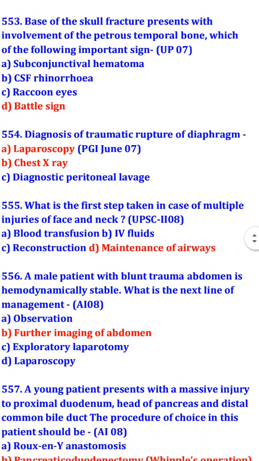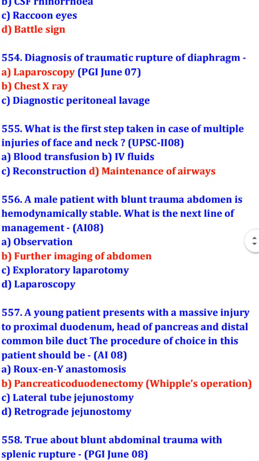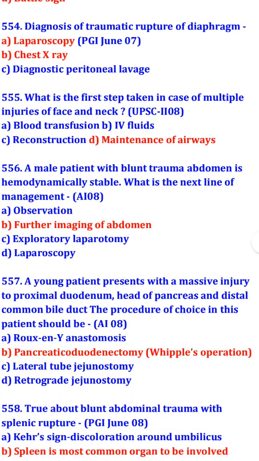What is the first step taken in case of multiple injuries of face and neck? Maintenance of airway. A male patient with blunt trauma abdomen is hemodynamically stable. What is the next line of management? Further imaging of the abdomen.